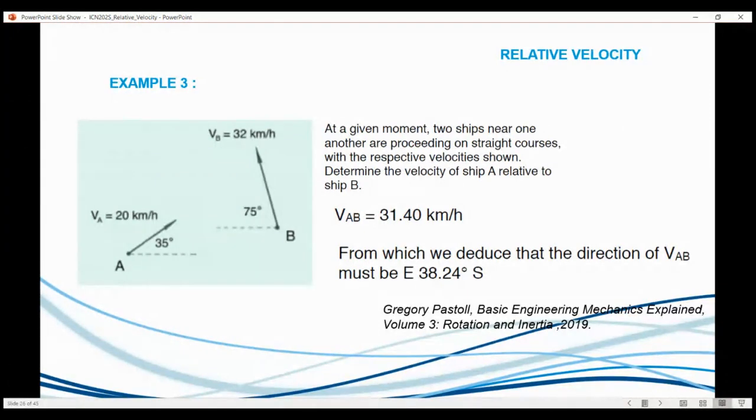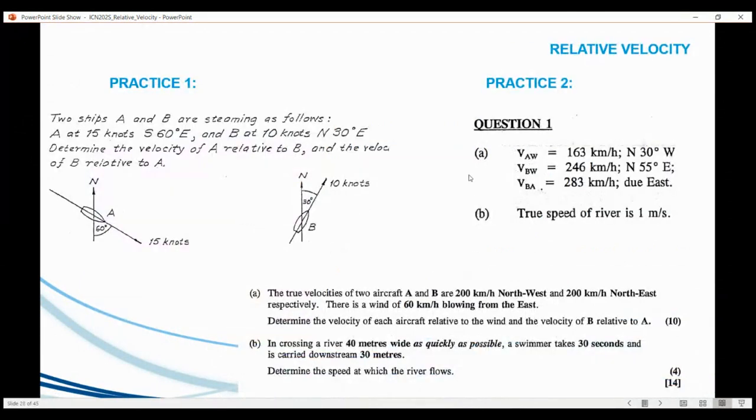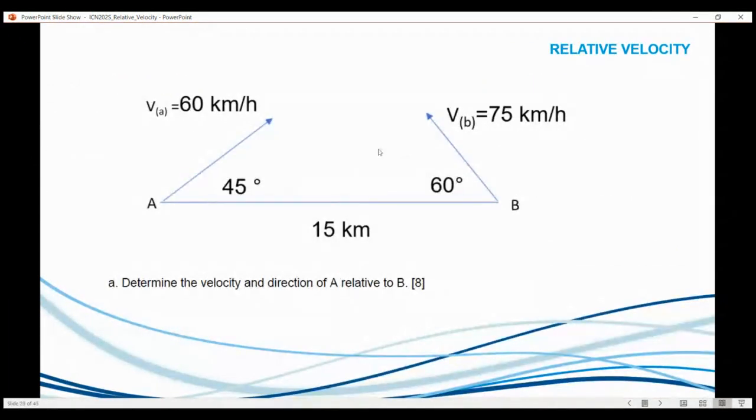In this case, what they want here is that at a given moment, two ships near one another are proceeding on a straight course with the respective velocities shown. Determine the velocity of ship A relative to ship B. There's another example you can do as a practice one. I'll show you the first approach, and then there are a few you can play around with. This was taken from a class test of last year, so you can see what you're looking at. I'll give you different variations on how these questions are structured.